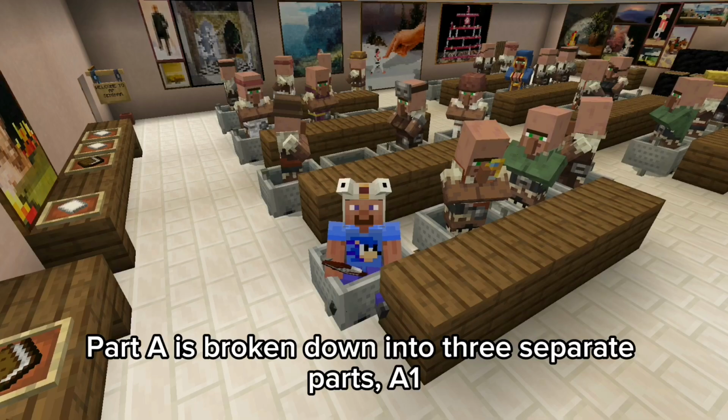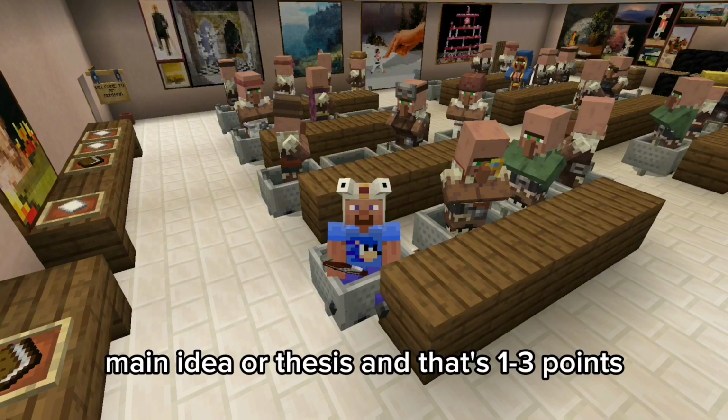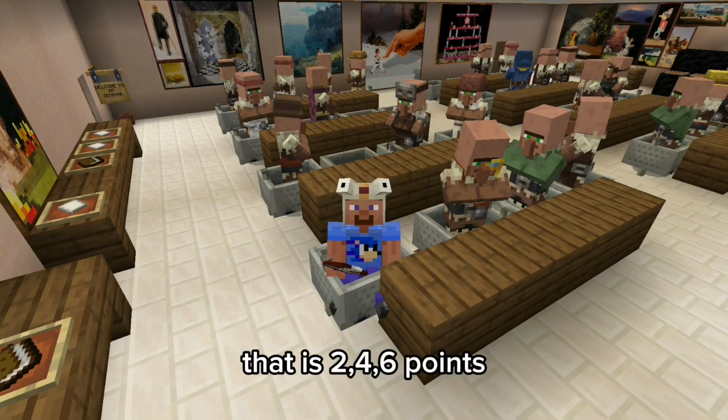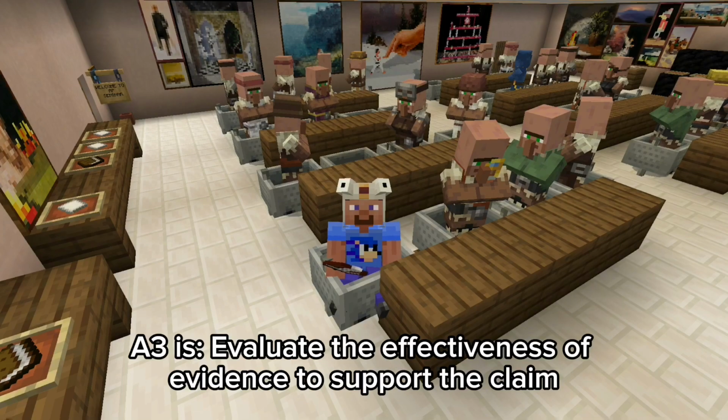Part A is broken down into 3 separate parts: A1, A2, and A3. A1 is identify the author's arguments, main idea, or thesis, and that is 1 to 3 points. A2 is explain the author's line of reasoning and identifying claims used for argument. That is 2, 4, 6 points. It's not 1, 2, 3, 4, 5, 6, it's 2, 4, 6. A3 is evaluate the effectiveness of evidence to support the claim for the argument.